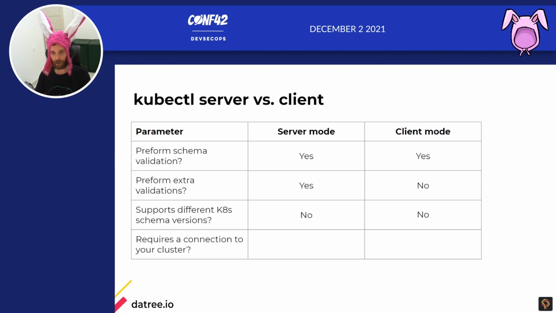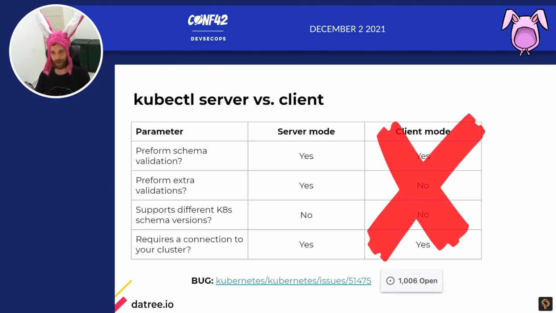How about requiring a connection to your cluster? So in the server mode, you have to have a connection. Makes sense. And in the client mode, you also need to have a connection. Wait, what? Why? So it's a bug. So you probably think to yourself, oh, that's a nice bug. It's going to be fixed really soon. The answer is no. It's a bug, and this bug is actually open for a long time.